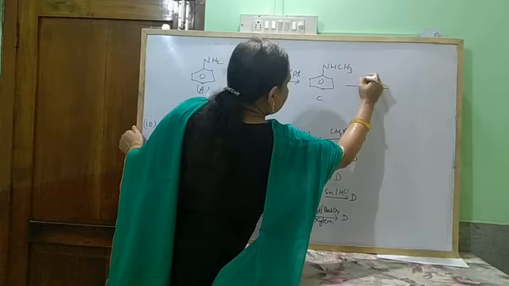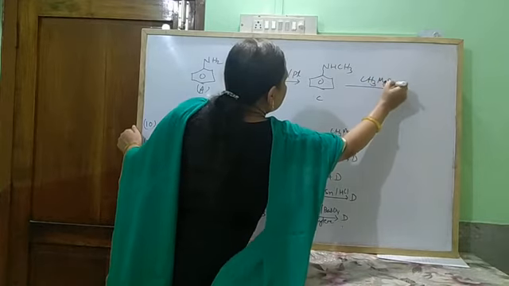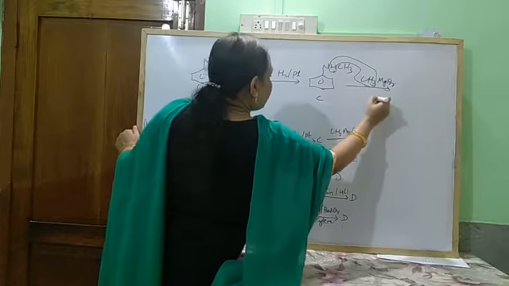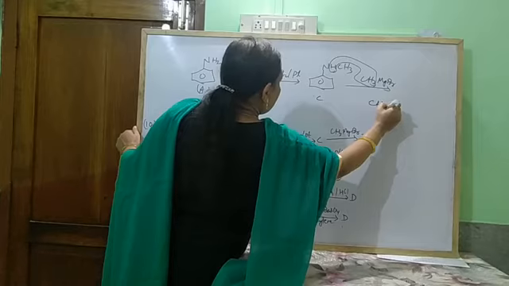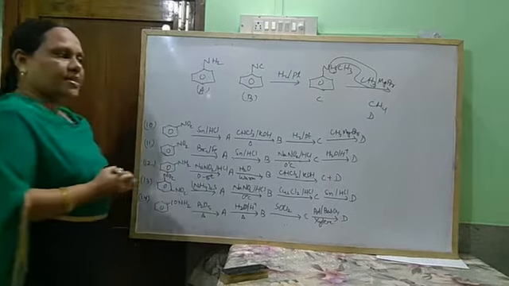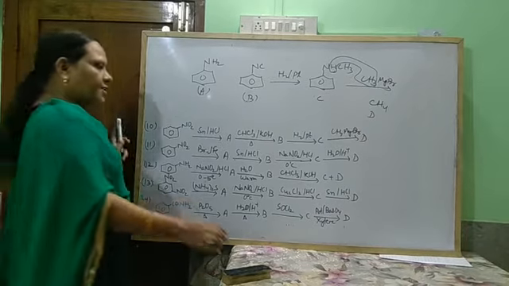And when this is treated with Grignard's reagent, this is an active hydrogen, reacts with this methyl group to form methane. So this one is D, methane. Next come to question number 11.